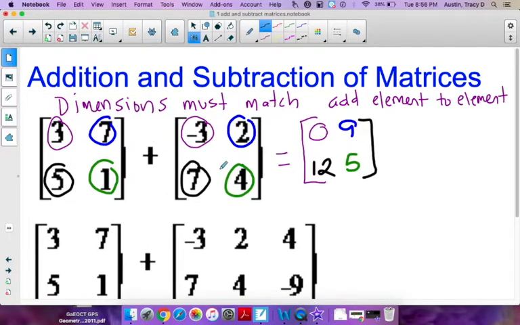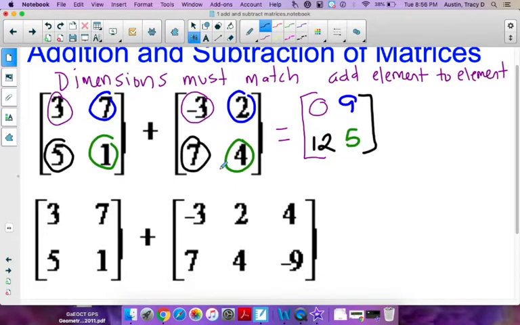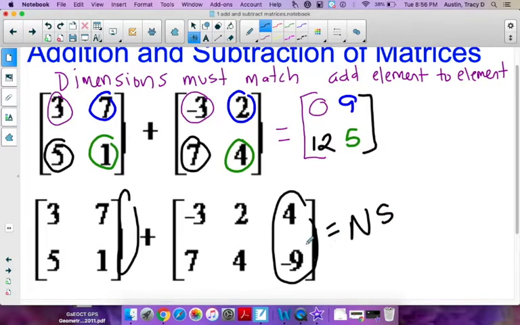And that, because we are adding it based on matching places, is why I cannot add these two matrices. This one has a third column. This one does not. So you literally put no solution. You cannot add those together.